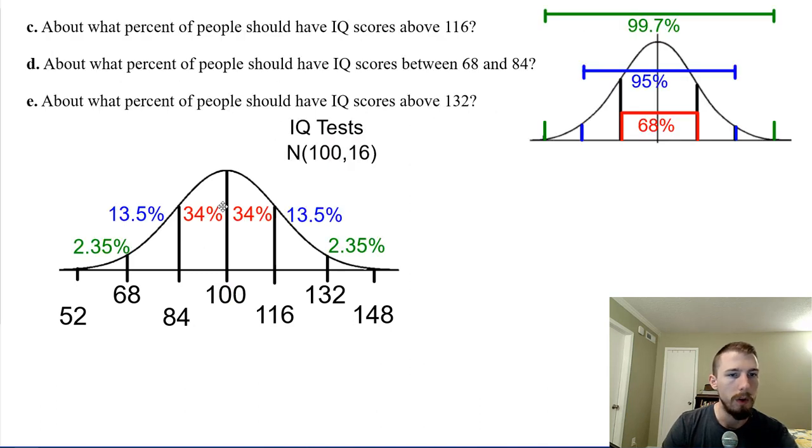Alright, part C. What percent of people should have IQ scores above 100, or above 116? So that's going to be this up here. Now I filled in these percentages based on the estimate, which is from the empirical rule. If 68% is within 1 standard deviation, half of 68% is 34. So 34% would be 1 standard deviation above, and 34% is 1 standard deviation below. Now if you do the difference between 95 and 68, that's going to give you 27%. So half of 27% is here, and the other half would be there. So we have 13.6 between 1 and 2 standard deviations above, and 13.5% between 2 standard deviations below and 1 standard deviation below.